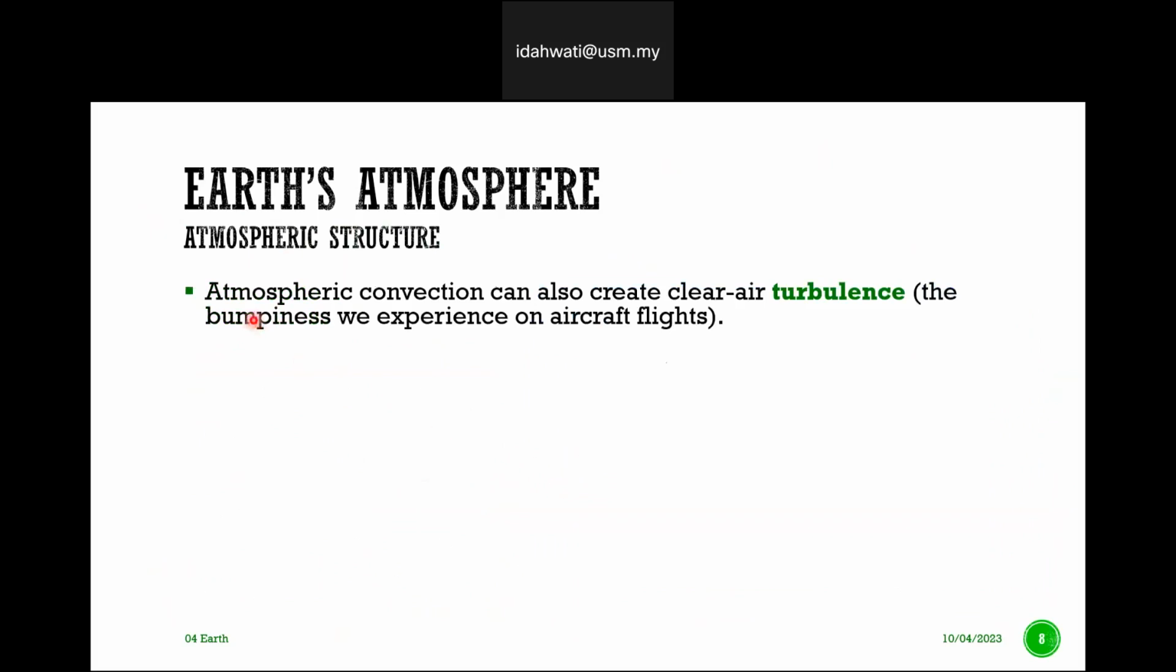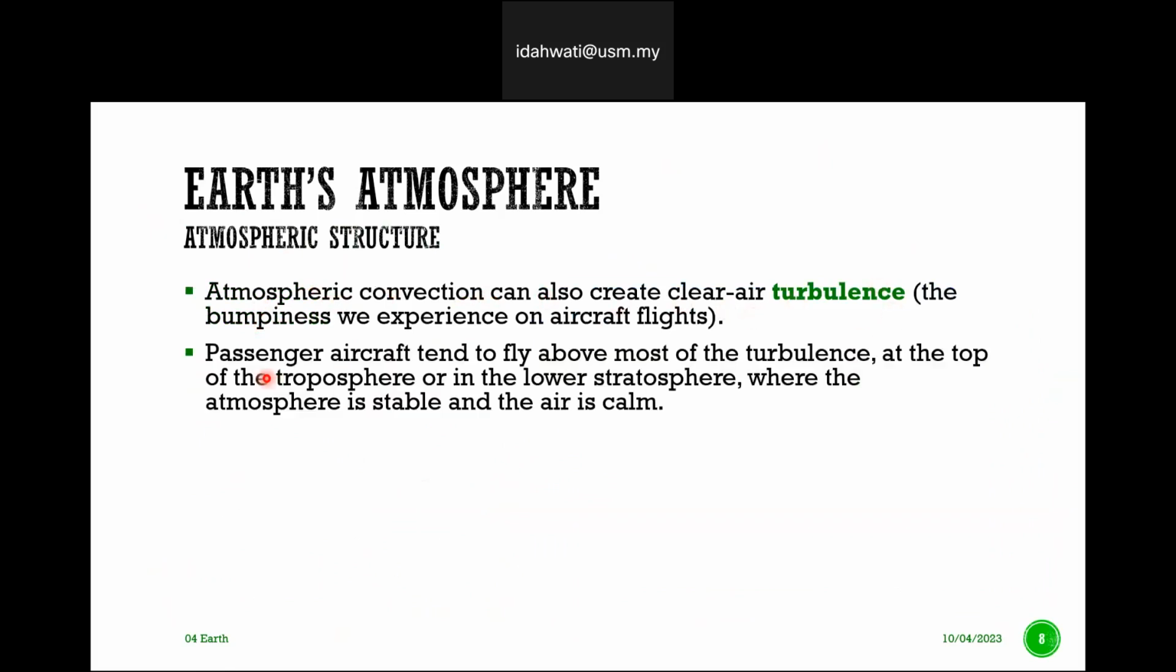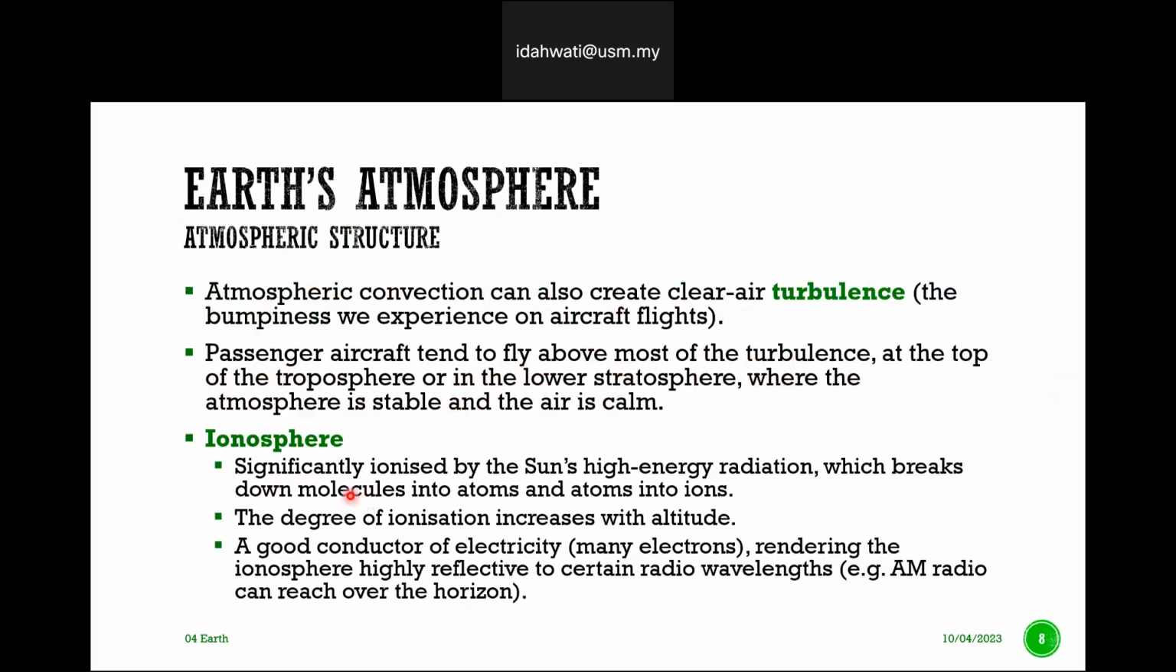Atmospheric convection can also create clear air turbulence. For example, passenger aircraft tend to fly above most of the turbulence, at the top of the troposphere or in the lower stratosphere, where the atmosphere is stable and the air is calm.